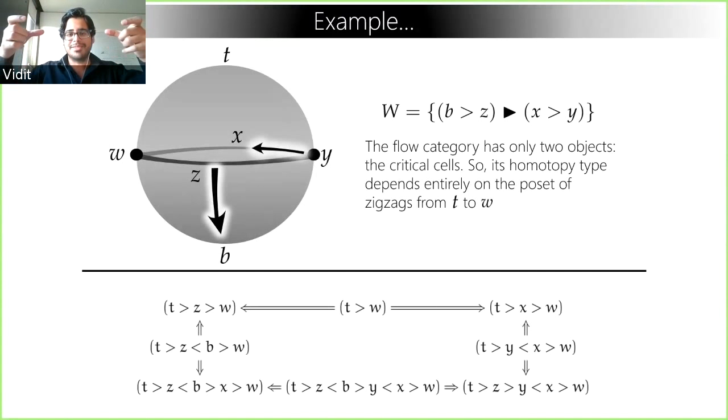So now you get this poset, and you can see it's topologically a circle. And then you put a T on top and a W below and suspend it, and you will get the homotopy type of the two-sphere back. That's the Morse complex for this discrete Morse theory, which has the correct homotopy type.